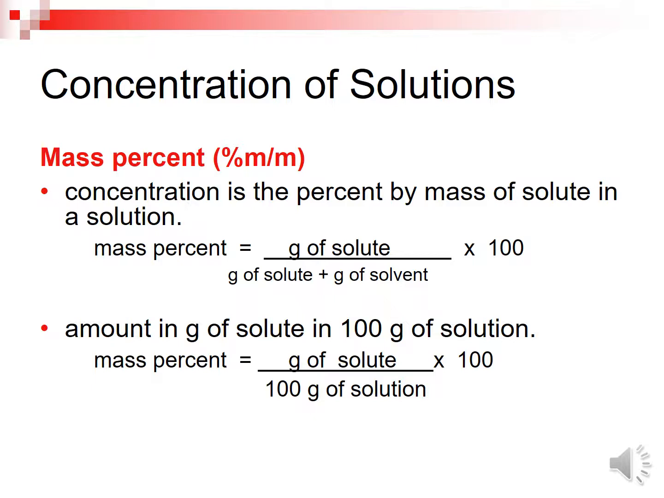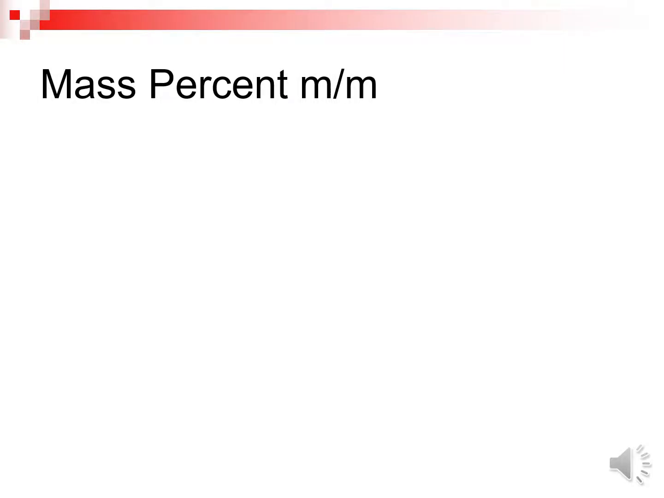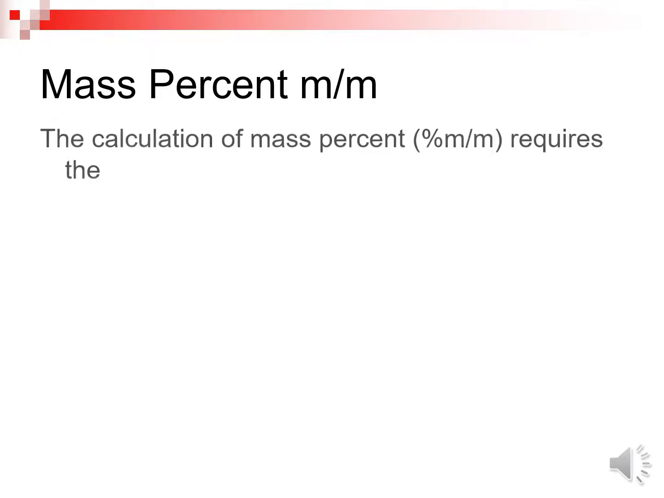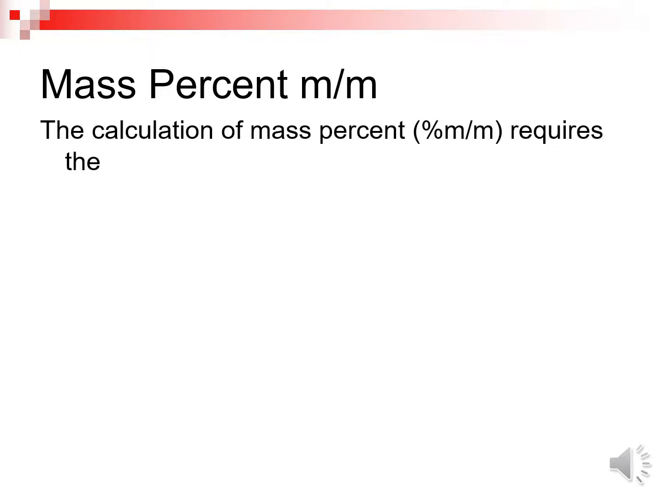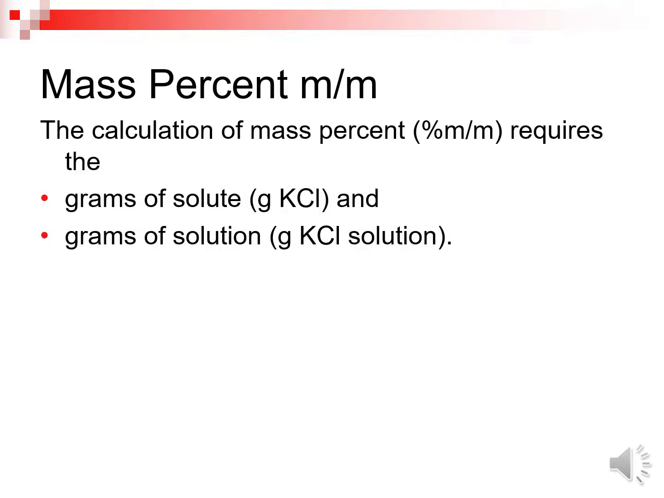In other words, mass percent is how many grams of solute you have in 100 grams of solution. So if you're thinking about factor label problems, grams of solute over 100 grams of solution makes a good conversion factor. So we call it mass percent M over M because we have mass on top and mass on bottom. Calculating it requires knowing both the grams of solute and the total grams of the solution.